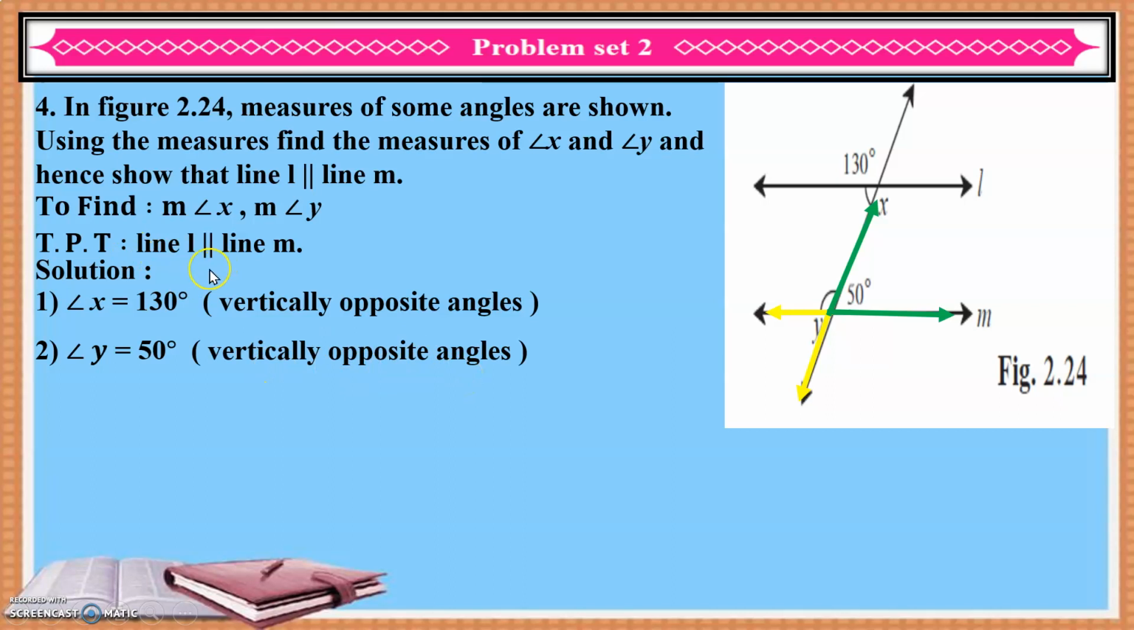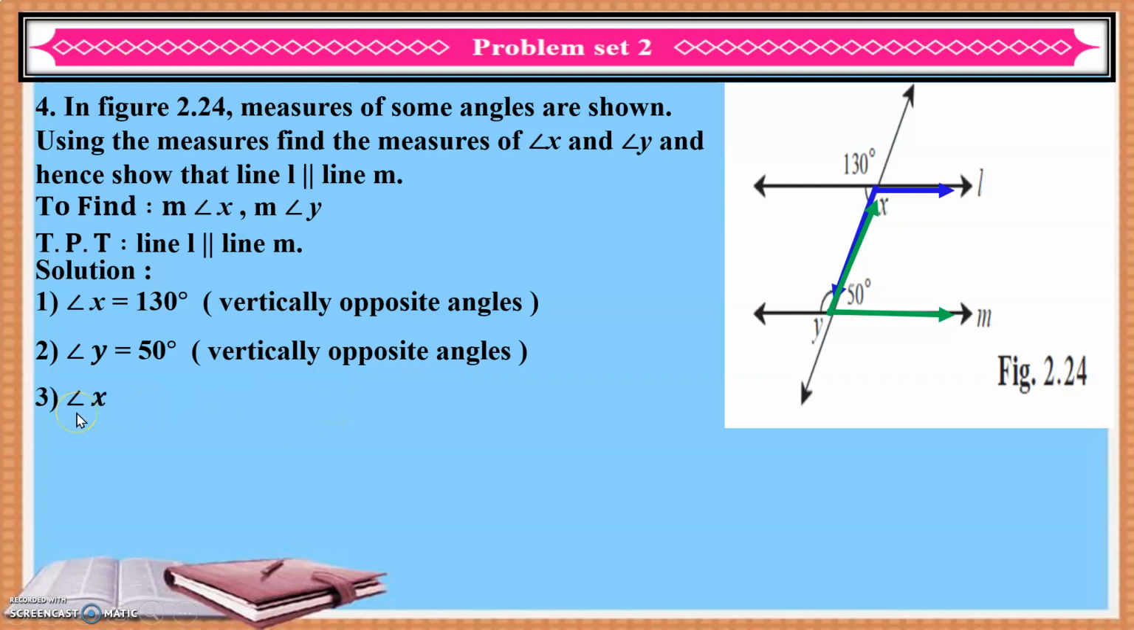Now you have to prove that line L is parallel to line M. See this line L and line M, we have to prove them parallel. So we will take angle X and angle 50 degrees. These two angles are forming interior angles. Let's add them and check. If it is 180 degrees, then the lines will be parallel. If it is not 180 degrees, they will not be parallel.